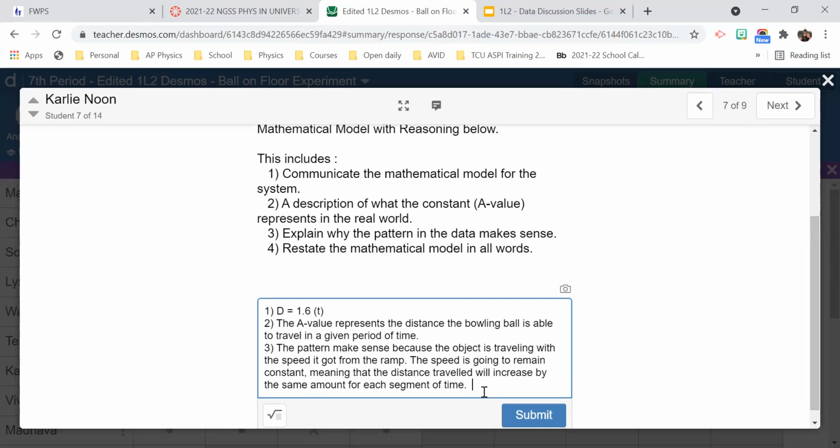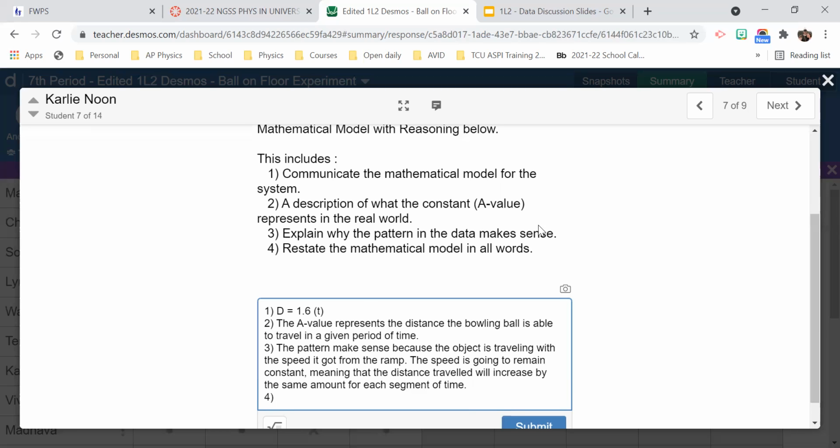We talked a little bit about how the pattern will eventually break down, and it will. That object will not travel along that floor at that same rate all the time. And the rate in this case is, we'll get to that in the next question.